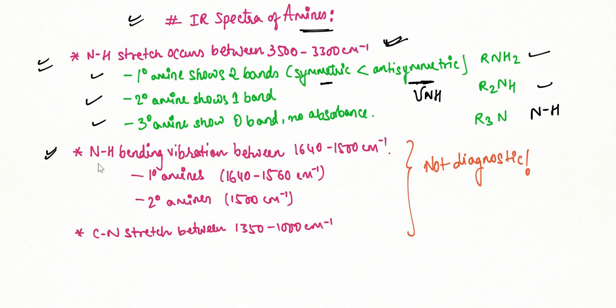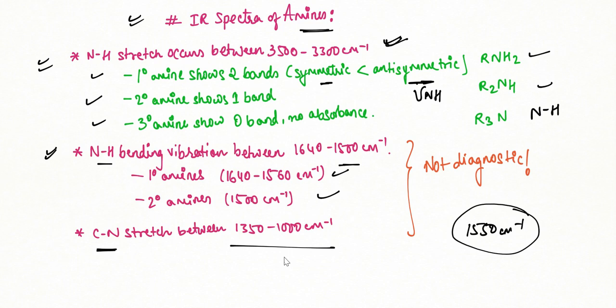The NH bending vibration is between 1640 to 1550 centimeter inverse. Even if you don't remember the exact value, just take an average and try to remember the average value, 1550 centimeter inverse for our amines. That is the NH bending vibration. For 1 degree amines it is going to be a higher value, for 2 degree amines a lesser value, and for 3 degree amines we are not having nitrogen-hydrogen, so no value. Also we are going to see carbon-nitrogen stretching between 1350 to 1000 centimeter inverse.